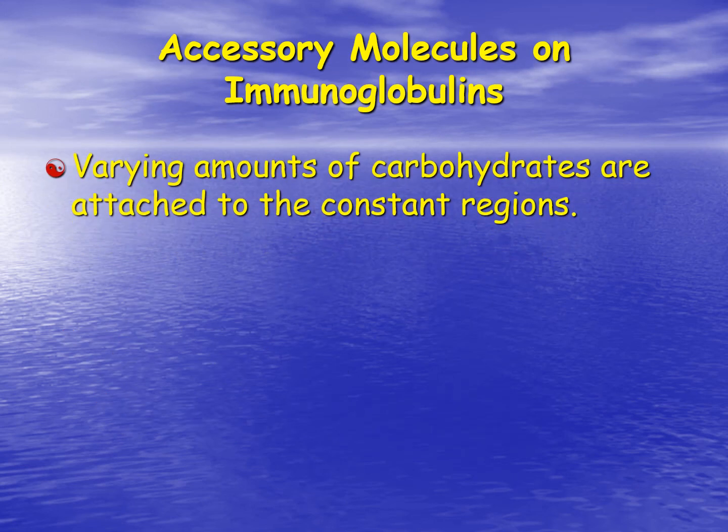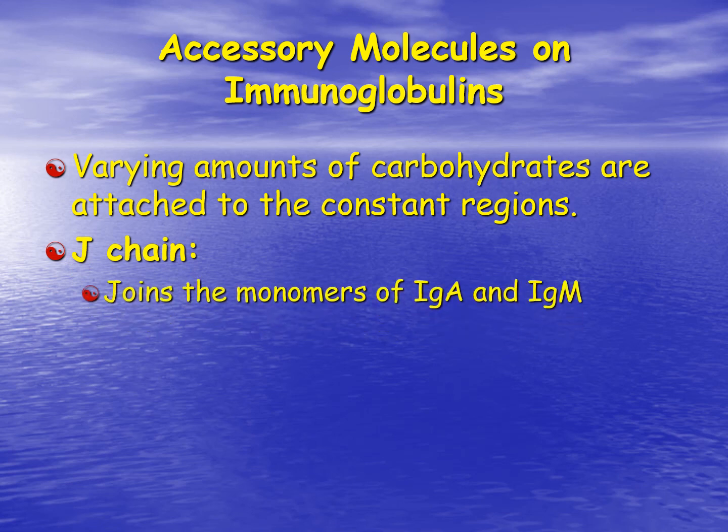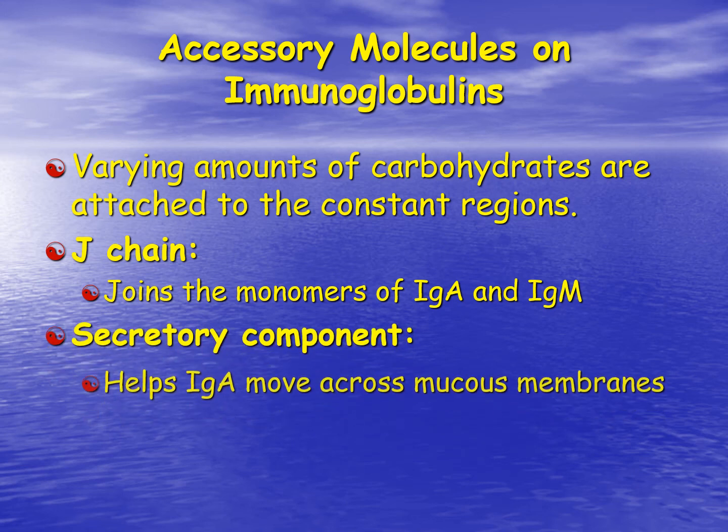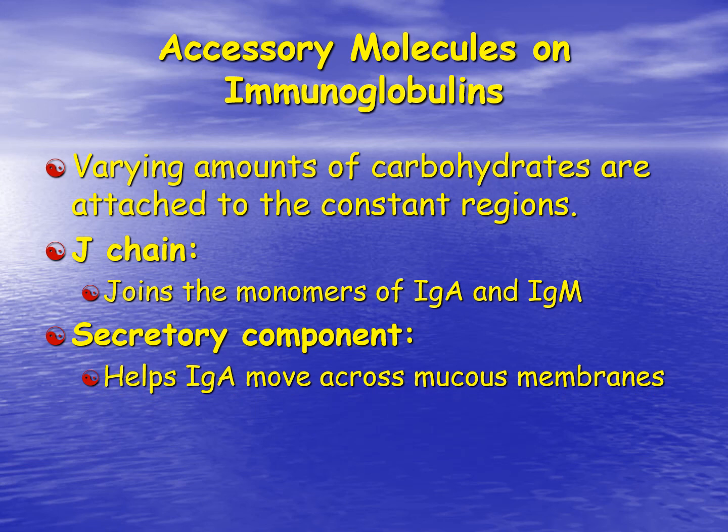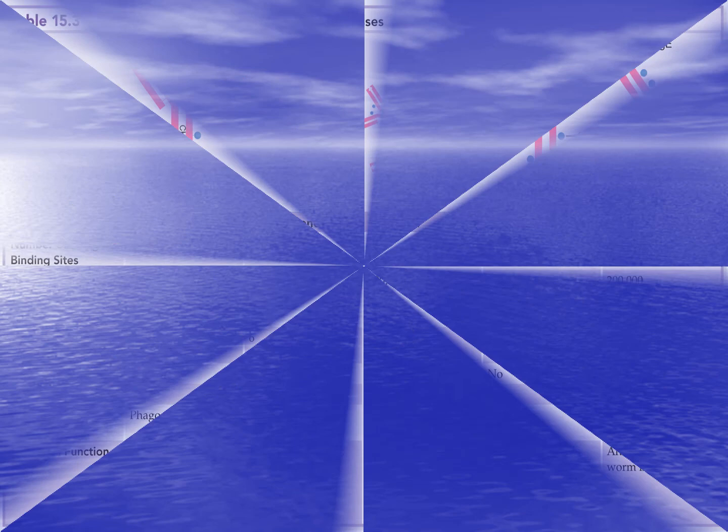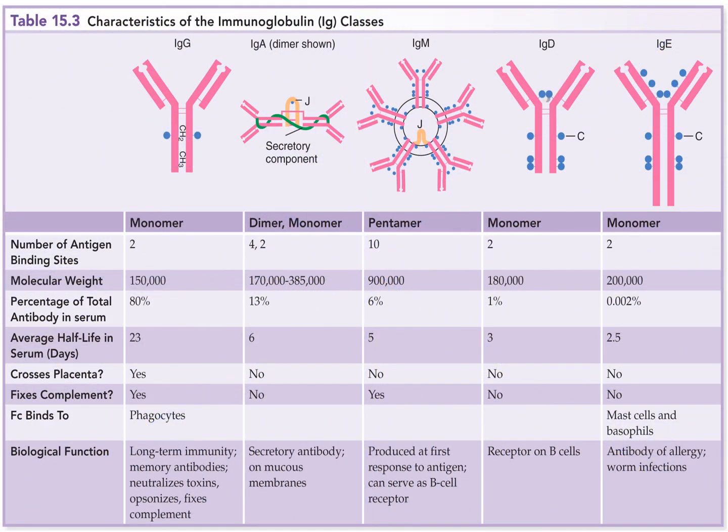Now, varying amounts of carbohydrates are oftentimes attached to the constant regions of the different classes. A J chain joins the monomers of IgA and IgM class antibodies. The secretory component actually helps IgA move across mucous membranes into the mucous fluids. So let's look at our 5 classes. Little g stands for immunoglobulin, and the capitalized letter stands for the class.